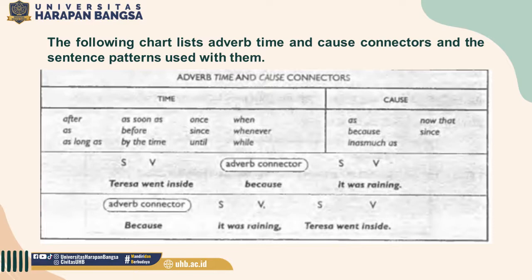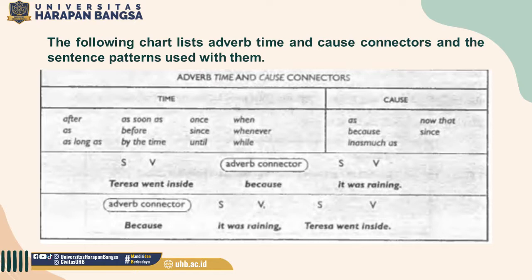Here is the following chart listing adverb time and cause connectors and the sentence pattern used with them. Add a verb, time, and cause connectors. Time: thereafter, as long as, as soon as, before, by the time, once, since, until, when, whenever, while. And cause connectors: as, because, inasmuch as, now that, since.